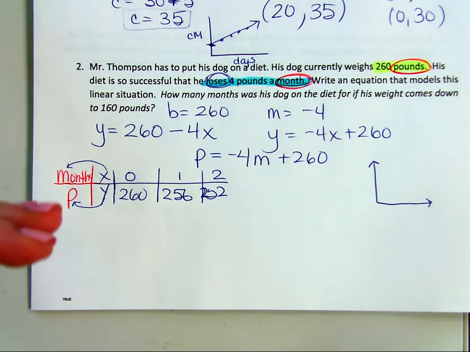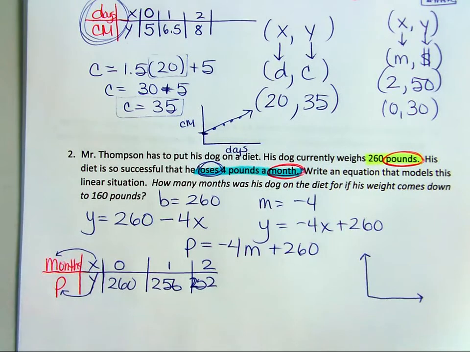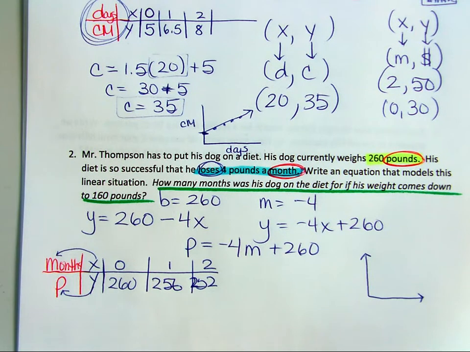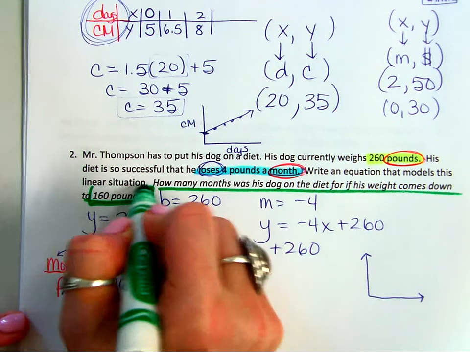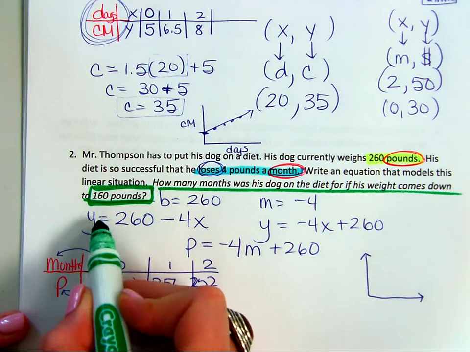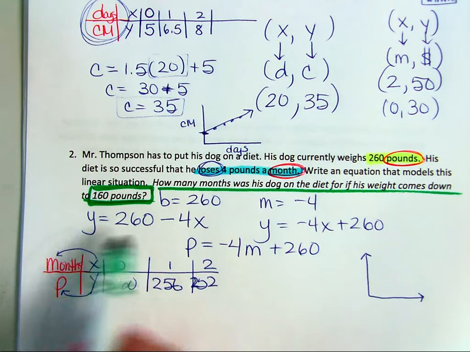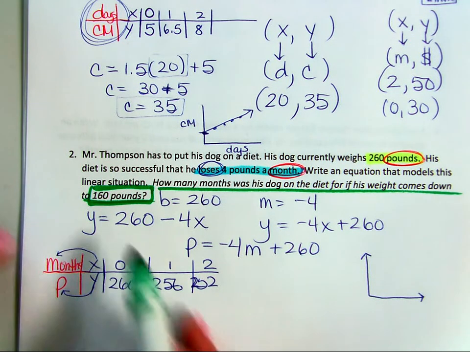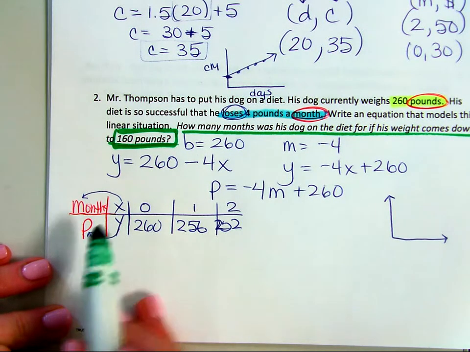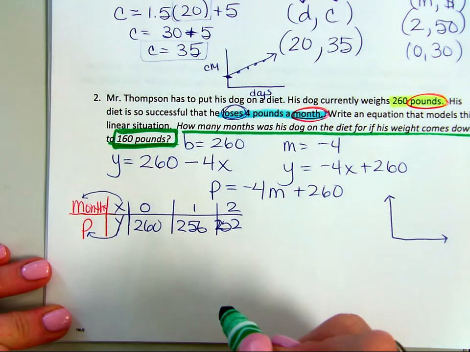So now my question is, his dog weighs 160 pounds now. How many months did it take him? So, do you see how helpful it is to have the P and the M? Because otherwise you'd be like, where do I put 160? Do I put it in for X or Y? Well, 160 is your Y value because it's your pounds, so I'm putting 160 where? Right here.